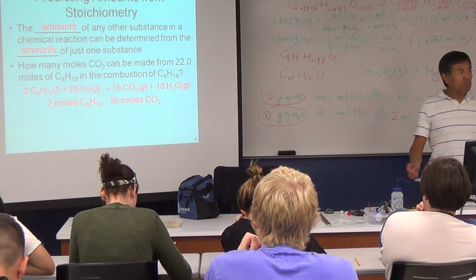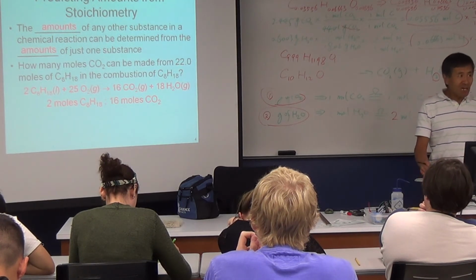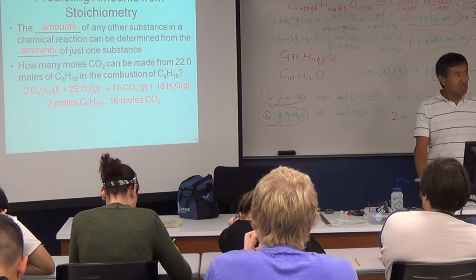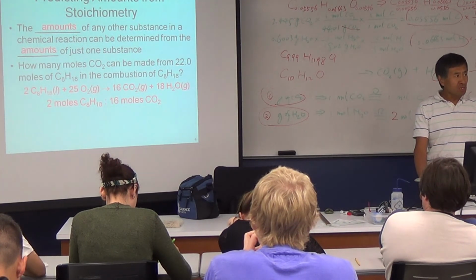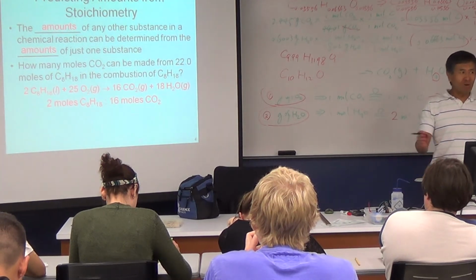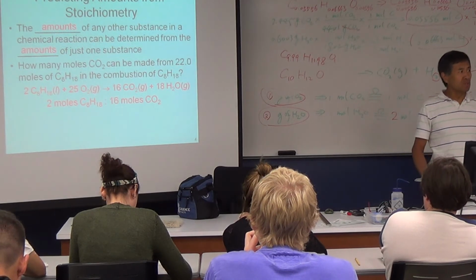Sometimes I will give you both pieces of information. Okay? So this word is relative. You can find out the amount of something else just from the amount of one, assuming all others have no limitation, just two players, 1 to 1.